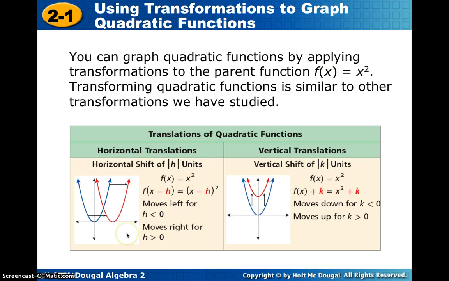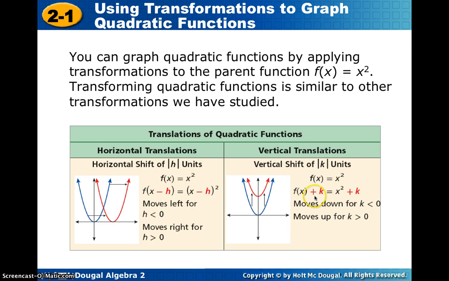So let's talk about some of those transformations. A horizontal shift of h units happens when the h value is added or subtracted to the x inside of the equation. If h is less than 0, it moves the graph to the left, and if h is greater than 0, it moves to the right. And that's actually unexpected. You see a negative h in here, and you would think it would move left, but even though you have a negative h, it actually moves it to the right. We talked about this before with transformations.